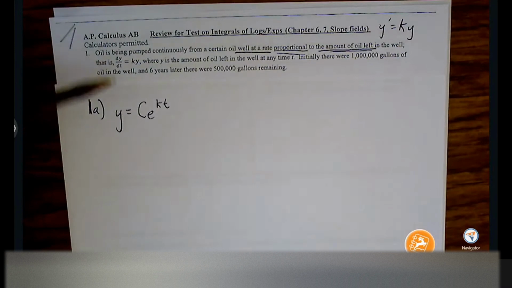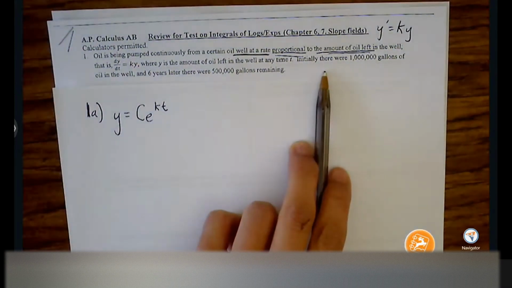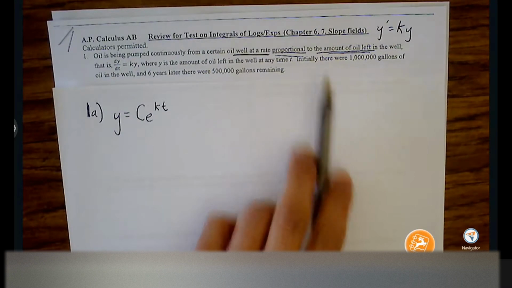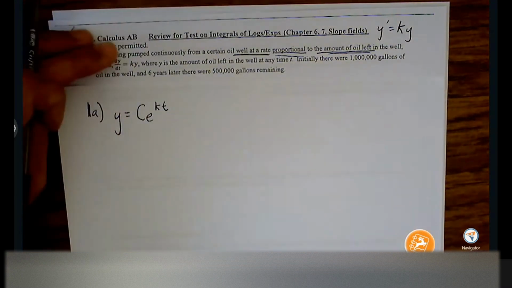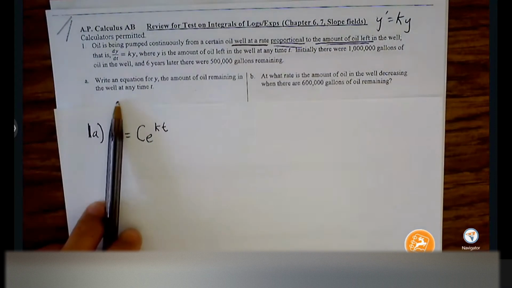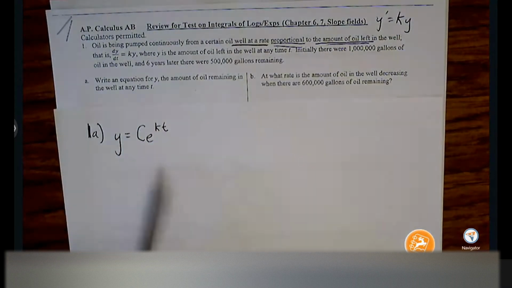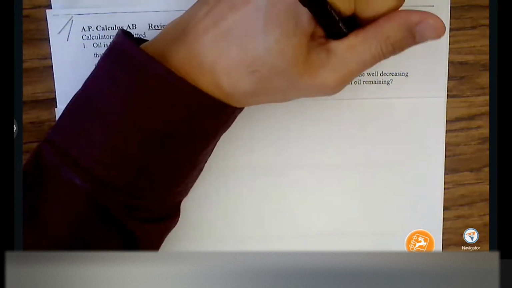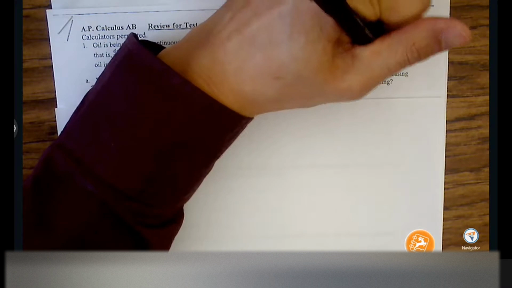But we have information here that can help us make some predictions. We know that initially there's 1 million gallons of oil in the well. 6 years later, there's 500,000. So we created our equation. That's part A. I'm going to change part B though. Instead of at what rate, we're just going to find how much oil there is when 600,000 remains. So find time t when 600,000 gallons remain.